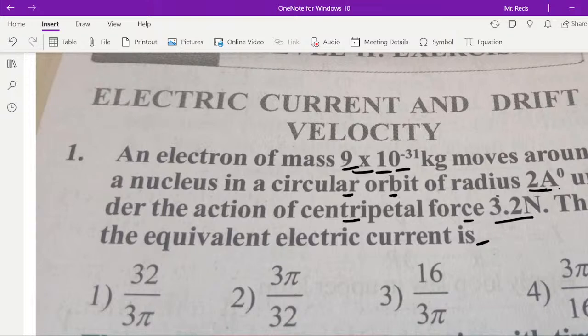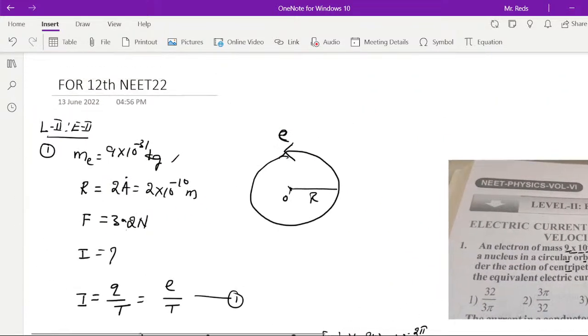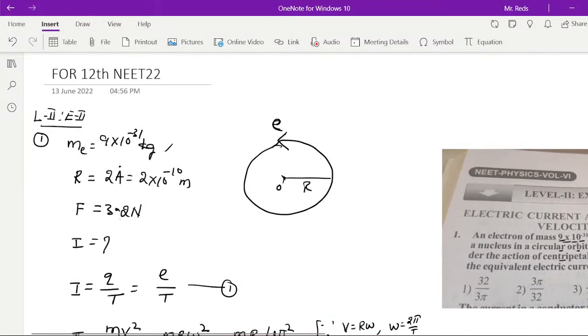Options are given. To understand this, let us first note down the data and what you are asked to find. It is given that mass of electron is 9 into 10 power minus 31 kg, radius is 2 angstrom. We have to convert this into meters, so 2 into 10 power minus 10 meters. The centripetal force is 3.2 Newton. So if under this force it is revolving in a circular orbit, what is the equivalent current?